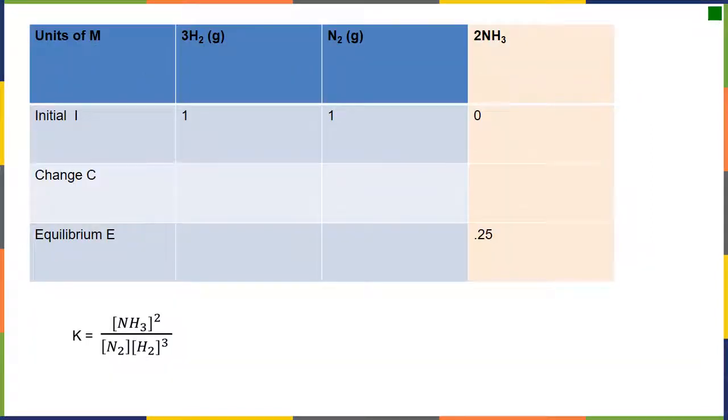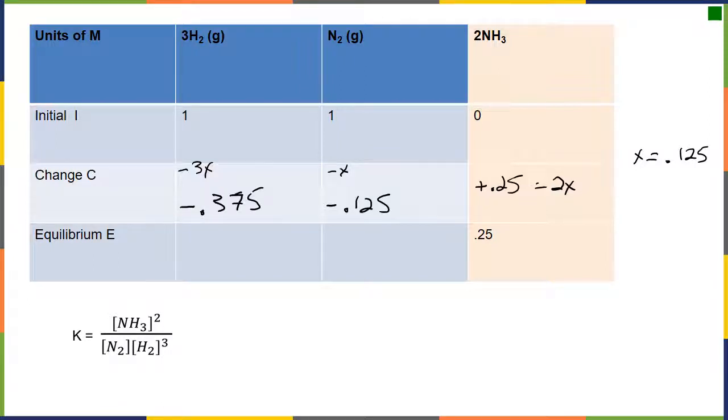So now we can plug this in and finish our table up. Our ammonia is going to go up by 0.25. We know that 0.25 is equal to 2x, so x is equal to 0.125. Our nitrogen is going to go down by x, and our hydrogen is going to go down by 3x, but we know the value of x, so these are just numbers. Our x here is minus 0.125, and our 3x is minus 0.375.